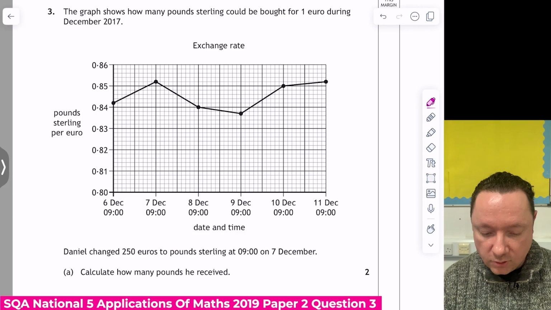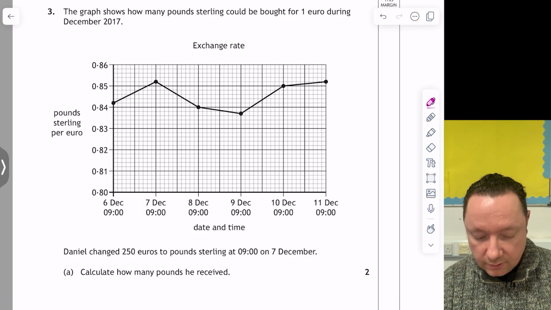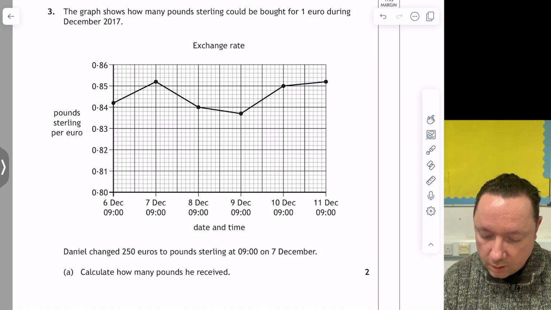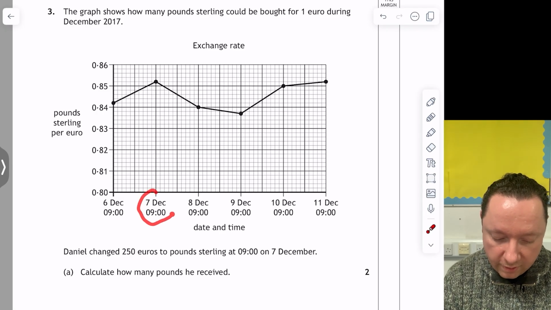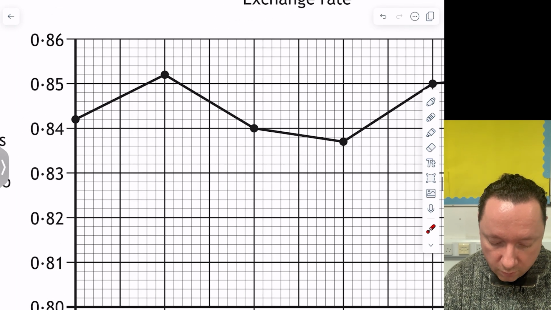SQA National 5 Application Maths 2019 Paper 2 Question 3. The graph shows how many pounds sterling can be bought for €1 during December 2017. Daniel changed €250 to pounds at 9 o'clock on the 7th of December. How many pounds did he receive? So we need to identify where 9 o'clock on the 7th is. There it is there. And we need to identify the exchange rate. So being careful, we read that correctly.